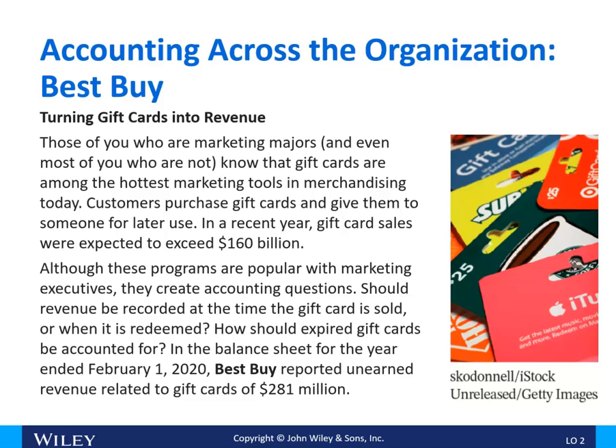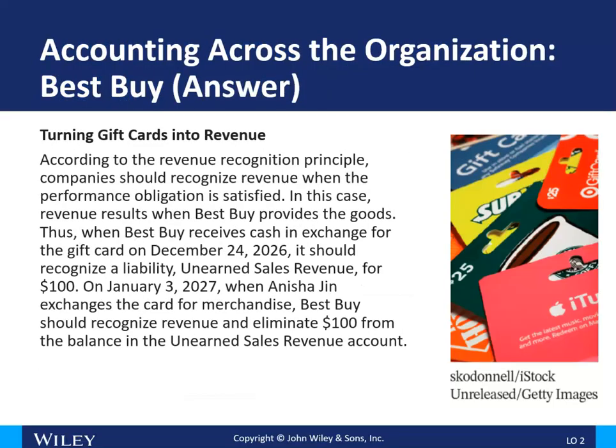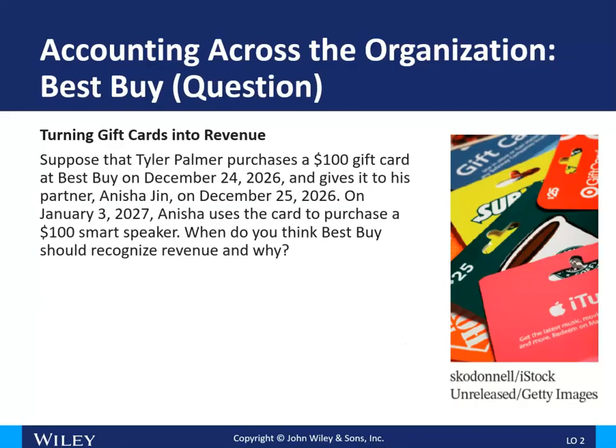These programs are popular with marketing executives. They create accounting questions. Should revenue be recorded at the time the gift card is sold or when it is redeemed? How should expired gift cards be accounted for? In the balance sheet for the year ended February 1st, 2020, Best Buy reported unearned revenue related to gift cards of $281 million. So they have sold $281 million worth of gift cards that had not been used. So they have that liability still on their books for $281 million.